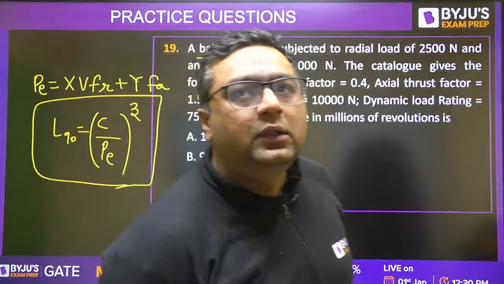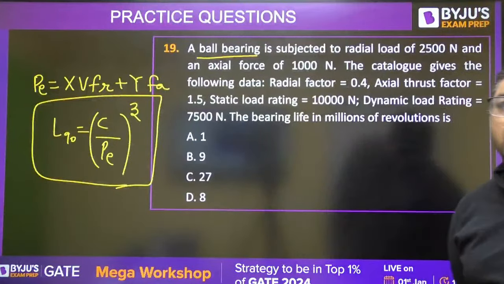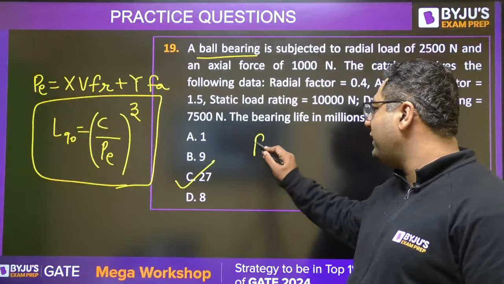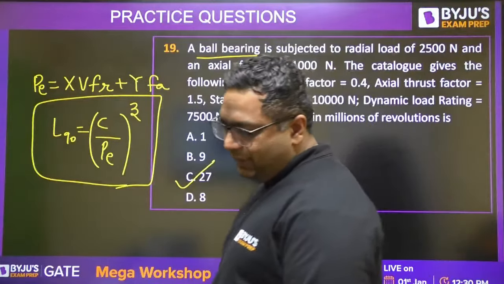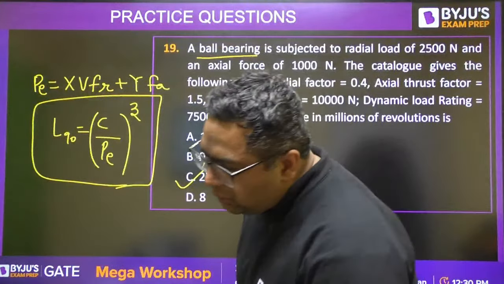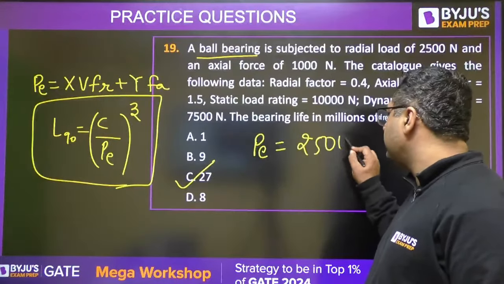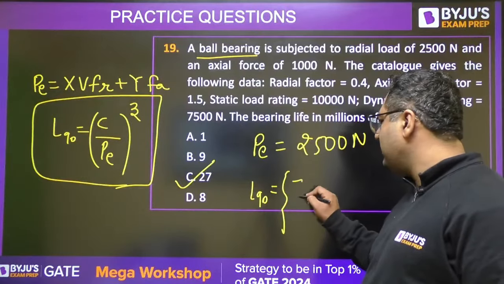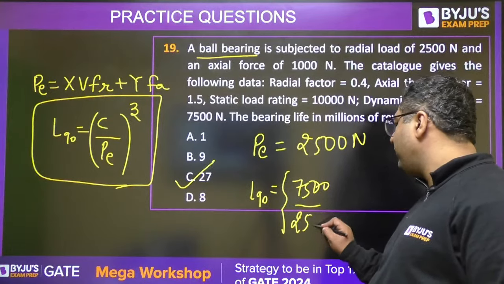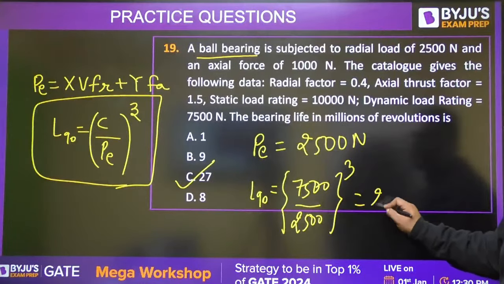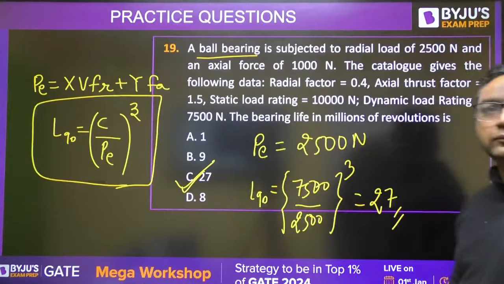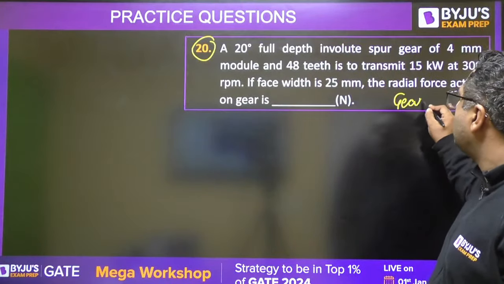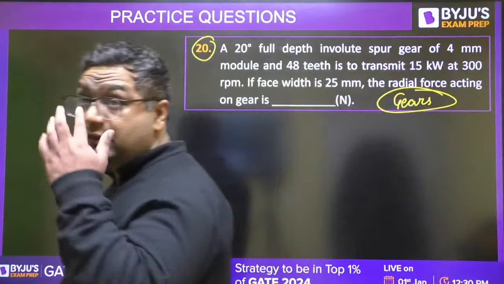Very good, Bhavya. So, Bhavya, I have given the answer to be 27. Same with Kiran, C is the right answer. So, first of all, you will find out the equivalent radial load. So, what are you getting as equivalent radial load? You will be getting it to be 2500 Newton. Then putting this in L90, the answer is 27. C is the right answer. Last question from gears.